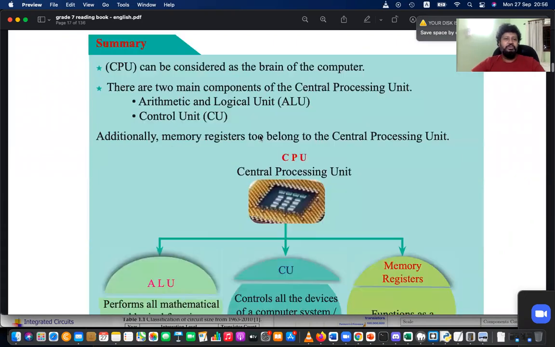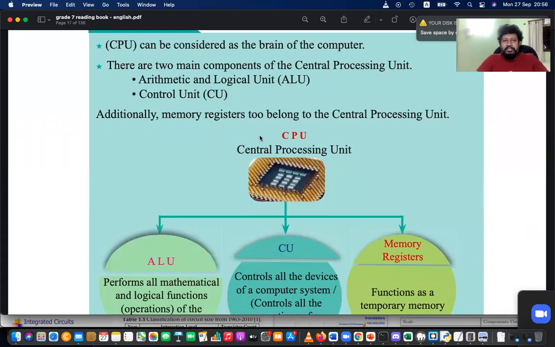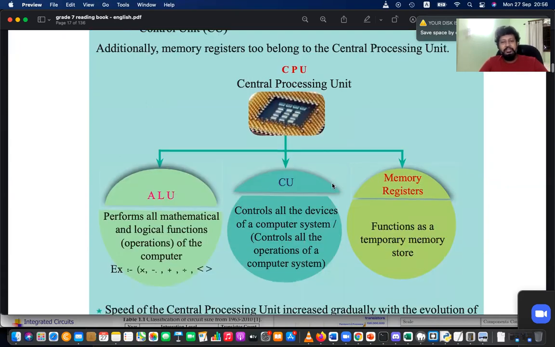Okay, now actually we have come to the summary of the lesson. We learned about what is CPU. CPU has few components: arithmetic and logical unit, control unit, cache and registers. Cache is a special memory, high-speed memory inside the processor. Registers are also high-speed memories inside the processor. Registers are memory cells, whereas cache memory is a memory.